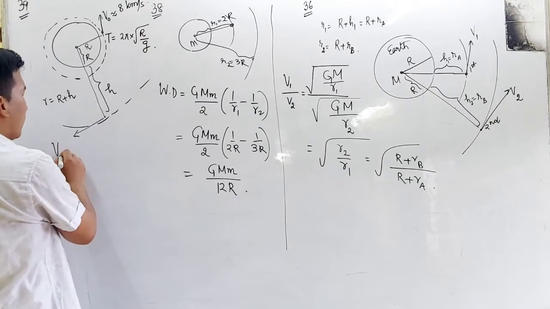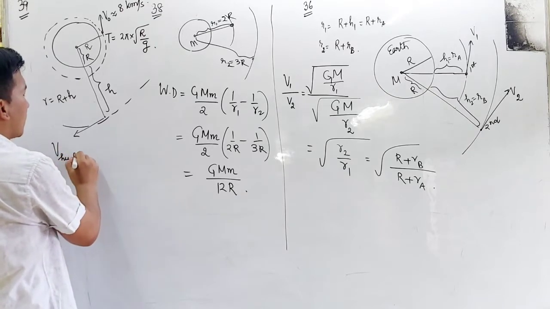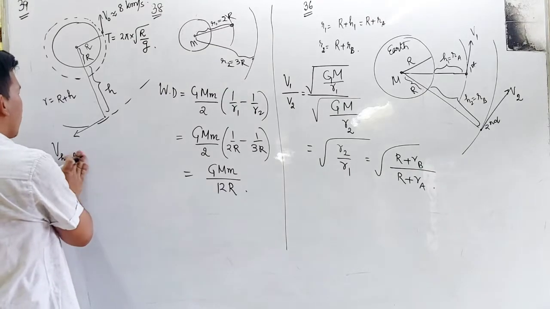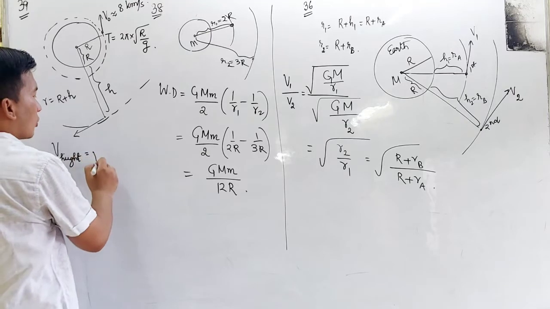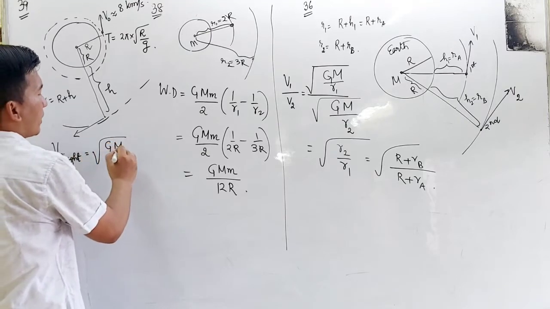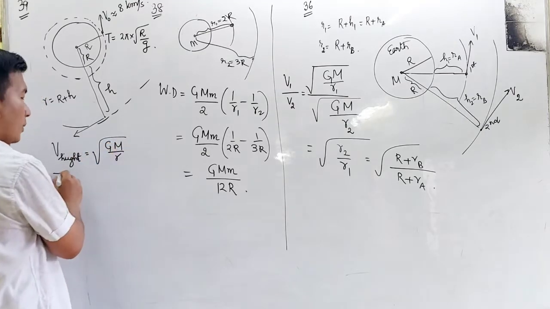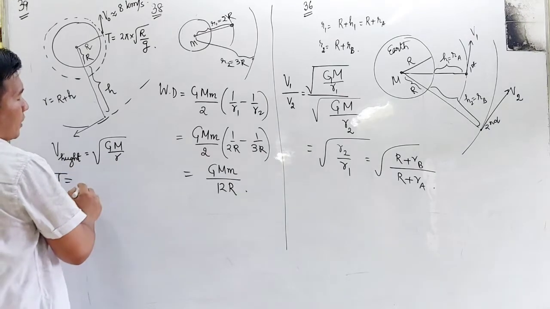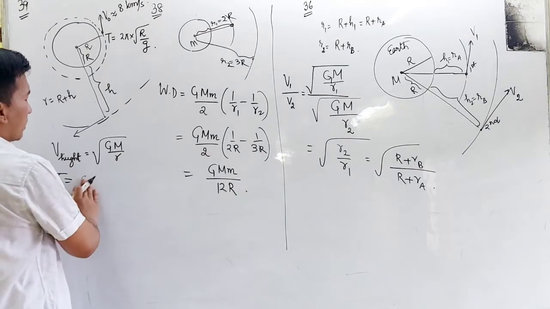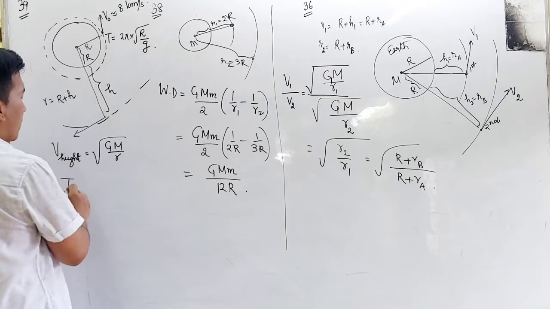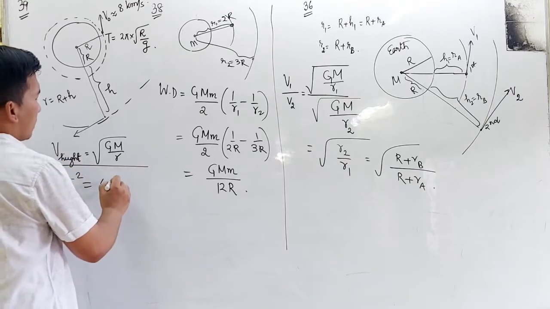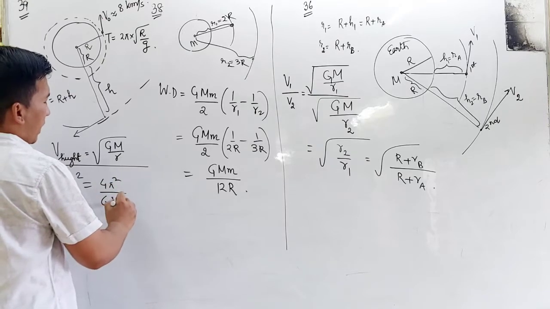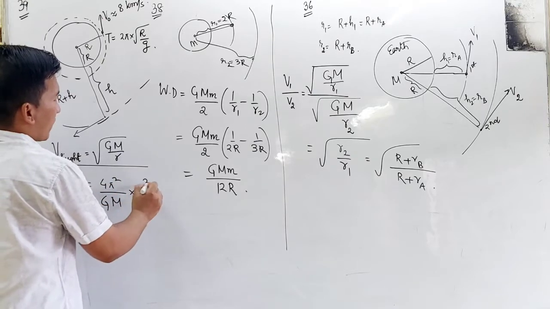My orbital velocity at a height will be equal to root over capital G M divided by small r. And in terms of your time period, according to your Kepler's third law, we have T square is equal to 4π square divided by capital G M into r cube.